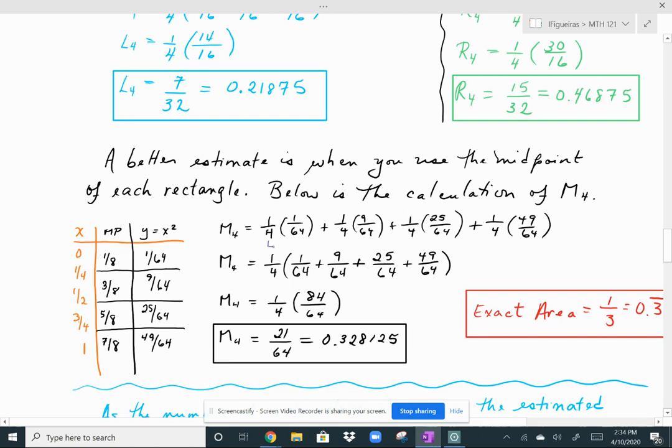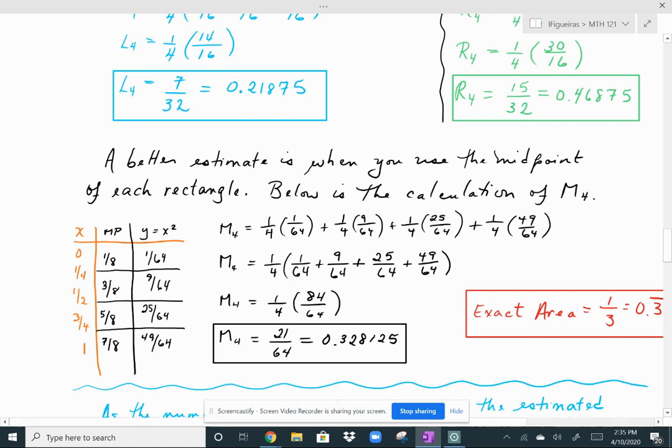This is the width times the height, the width times the height, the width times the height, etc. Remember, our width is a consistent 1/4 because we're still using 4 rectangles, but our heights are different because we're at a different value of x. So when you compute all of that, you already naturally have a common denominator of 64. That works out to be 1/4 times 84 over 64. 4 goes into 84 21 times. So your estimation of using midpoints is 21 over 64.